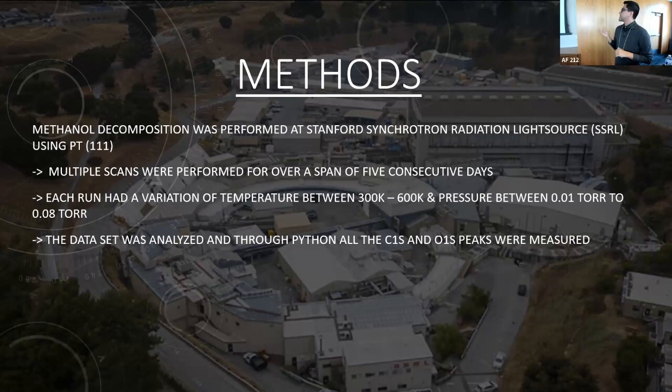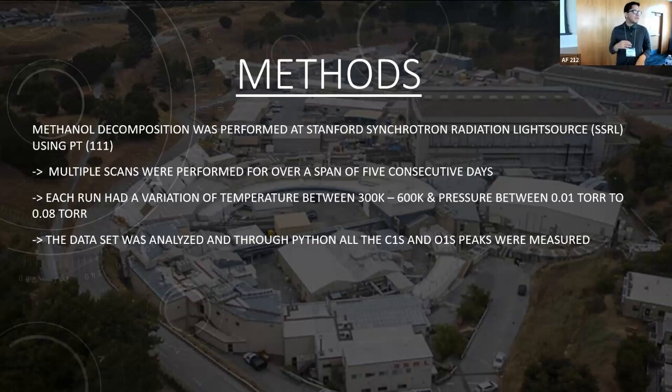The data was collected at SSRL, which is at Stanford. It's a little hard to see in the background picture, but it's a giant underground tunnel, like a really giant spiral tube. This experiment was run over 5 consecutive days, and all the scans that were collected were taken between 300 and 600 Kelvin, with the pressure varied between 0.01 torr and 0.08 torr. This was pretty different because what we're going to be doing here at Chapman is at 10 to the negative 8 torr or lower. So we should be able to get some interesting information.